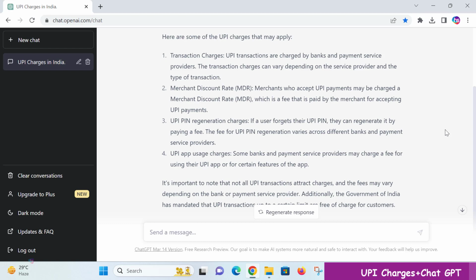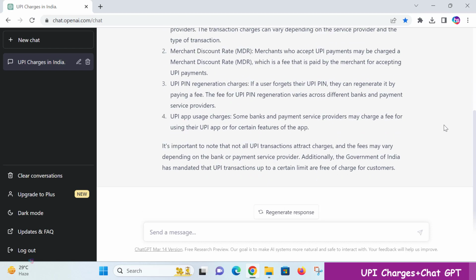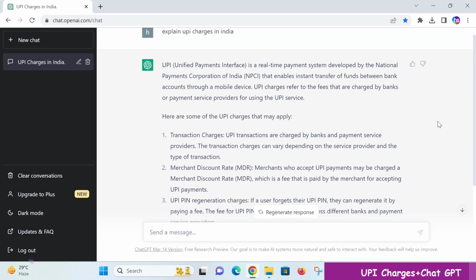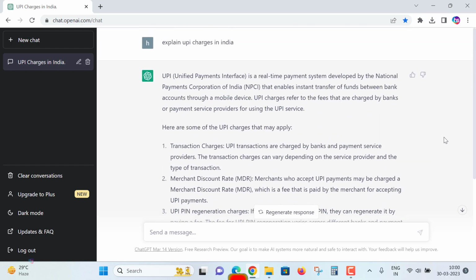UPI app usage charges: some banks and payment service providers may charge a fee for using their UPI app for certain features of the app. It's important to note that not all UPI transactions attract charges, and the fee may vary depending on the bank or payment service provider. Additionally, the Government of India has made a mandate that UPI transactions up to a certain limit are free of charge for customers. That will be known very soon in India.